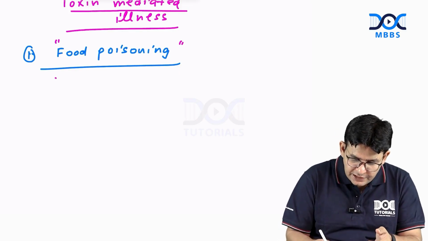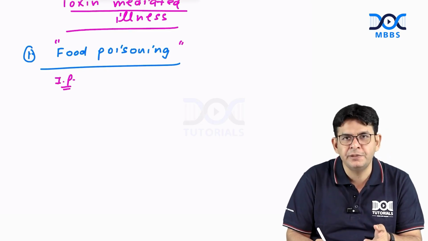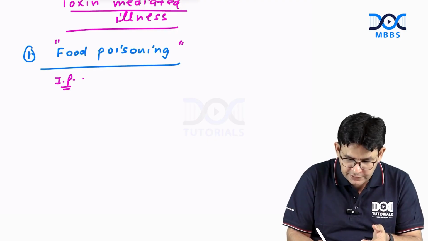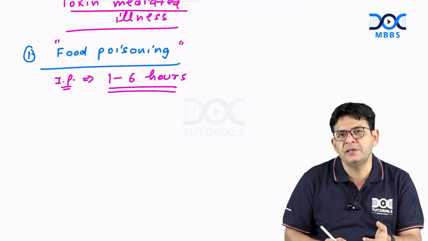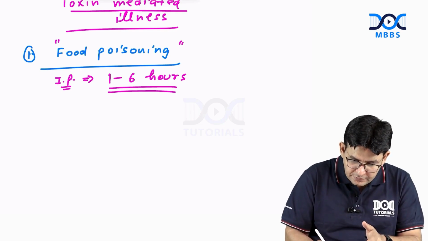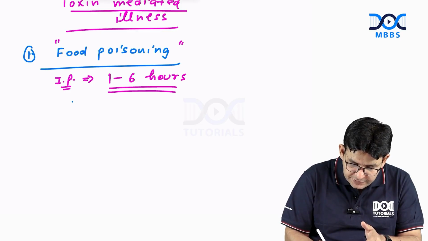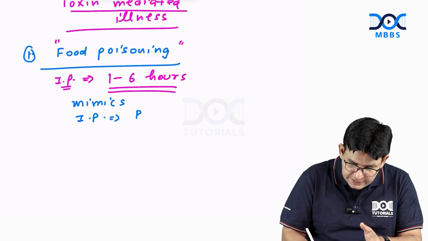So guys, for the food poisoning of Staph aureus, the first question which is asked is the incubation period of it. What is the incubation period of Staph aureus food poisoning? The answer is 1 to 6 hours. Then this particular one mimics the incubation period of which other organism? Bacillus cereus.